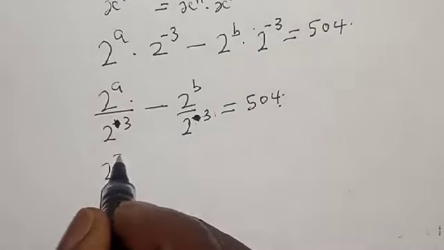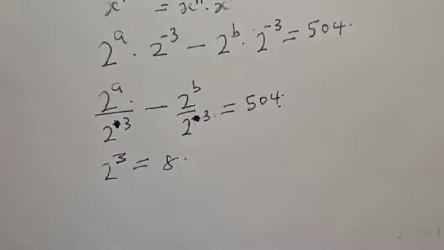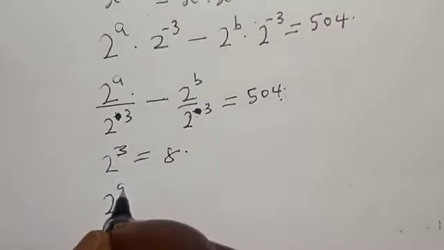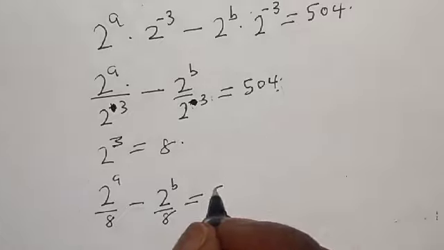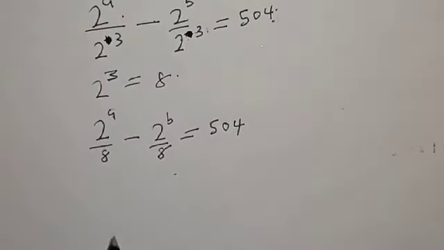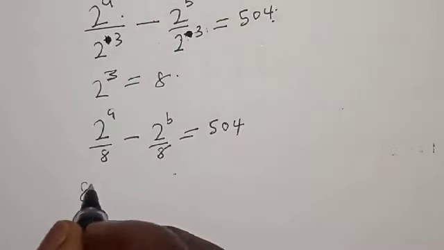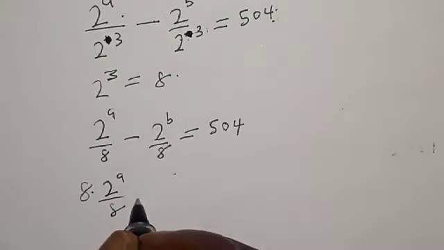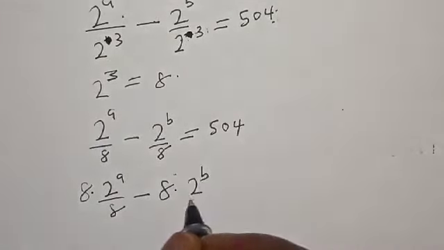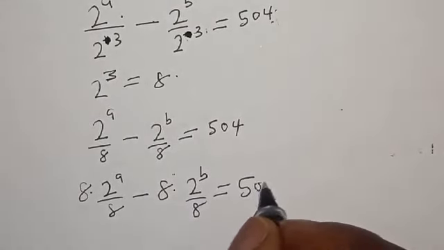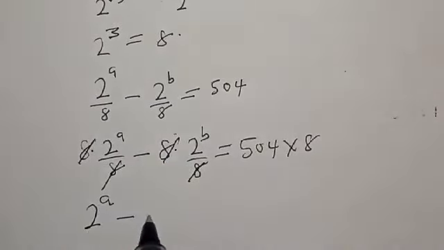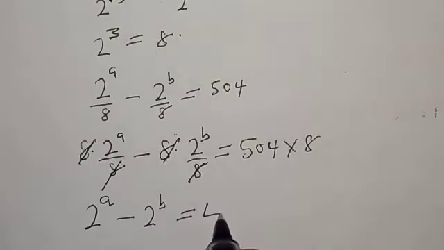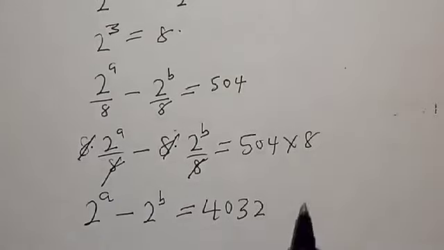Remember, 2 raised to power 3 equal to what? 8. Therefore, our equation becomes 2 raised to power a over 8 minus 2 raised to power b over 8 equal to 504. Let's multiply all through by 8. Then we have 8 multiplied by 2 raised to power a over 8 minus 8 multiplied by 2 raised to power b over 8 equal to 504 multiplied by 8. This one will cancel this, this one will cancel this. Then we have 2 raised to power a minus 2 raised to power b equal to 4032. That is 504 times 8.